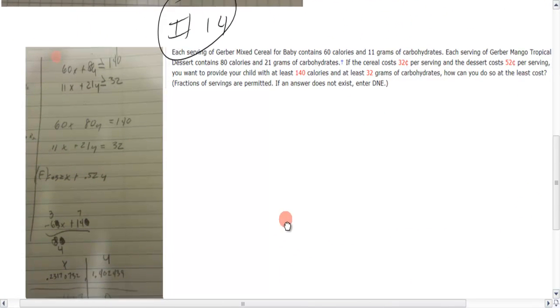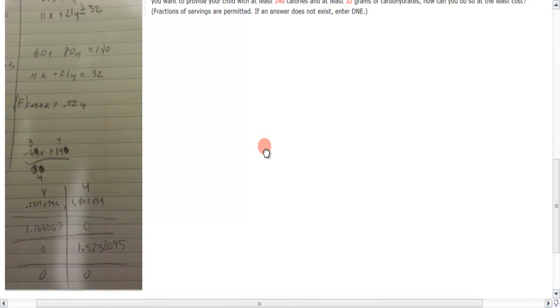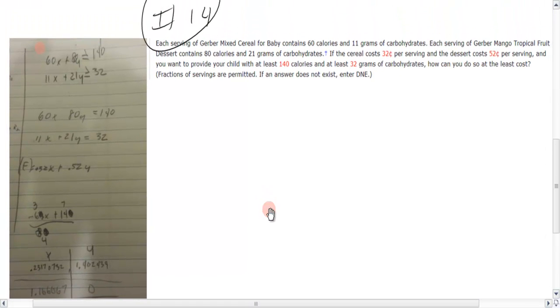Then for number 14, we got a graph. I don't see our graph here anywhere. I see your equations, and your equations are right. Equation A, equation B, and then our objective. It helps if you can spell. I apologize, I'm very sick. Objective. There we go. But I don't see a graph.